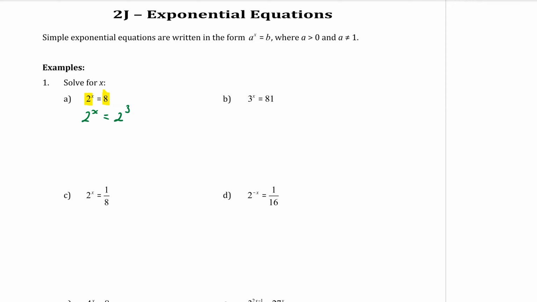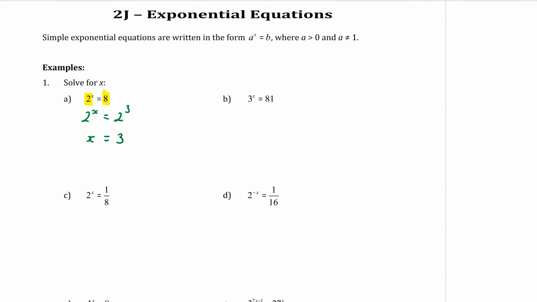By doing that, I have made both the left-hand side and the right-hand side of that equation bases of 2. Once the bases are the same, the powers have to be equal. So x on the left-hand side must be equal to the 3. Now that's the easiest type of question of these that you're going to get. They get harder from here. Part B though is not so bad.